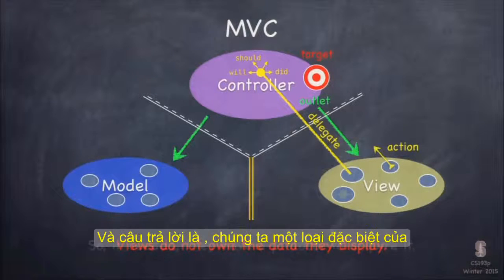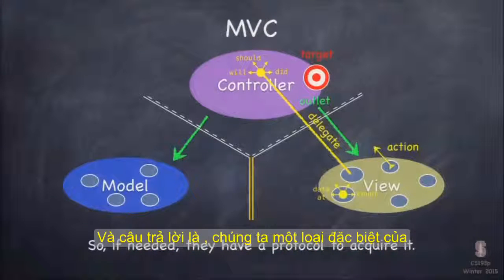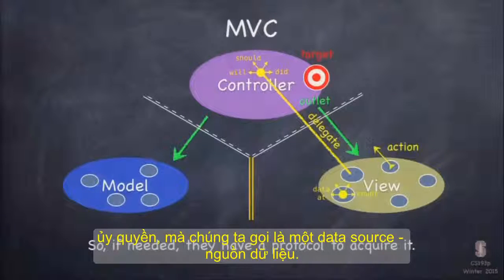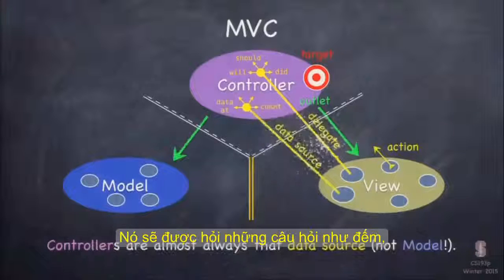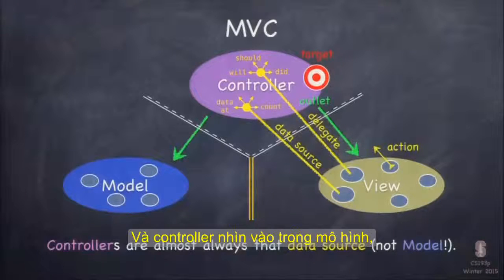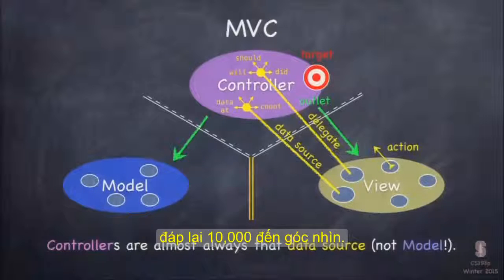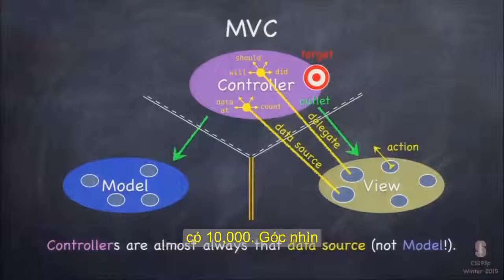How does that communication happen? The answer is we have another special kind of delegate, which we call a data source. Now, the data source doesn't do the will, did, should. It's going to be asking questions like count, like how many songs are there? And the controller looks in the model: 10,000. It responds to the view, there's 10,000.